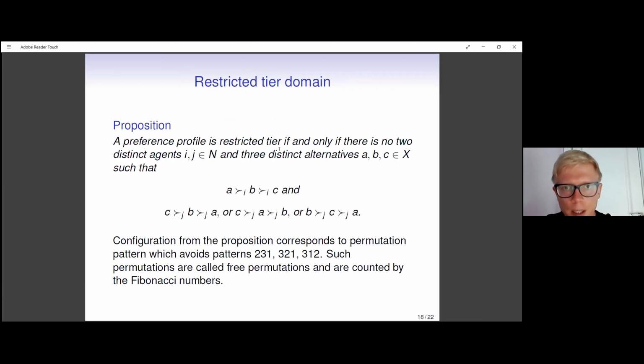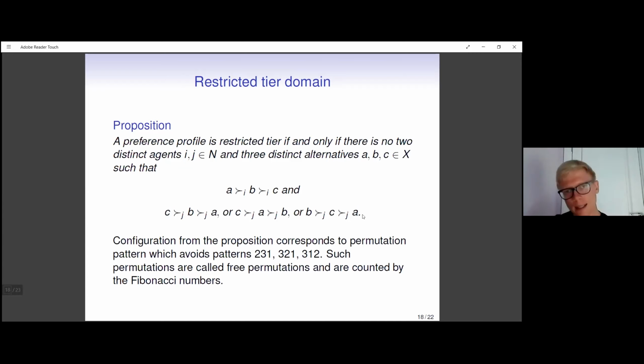characterization of the restricted tier domain. A preference profile is restricted tier if and only if there are no two distinct agents and three distinct alternatives such that we have the normal order ABC, and either the third alternative becomes the first, or the first alternative becomes the last.